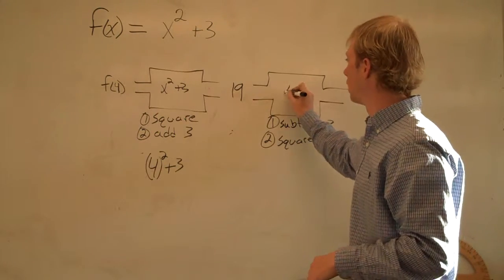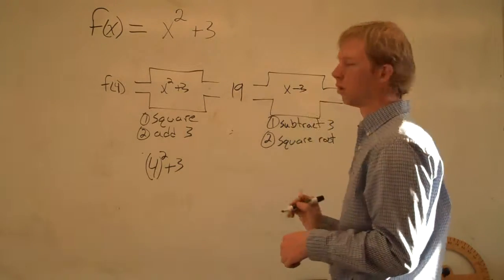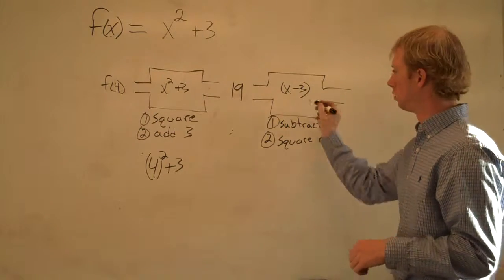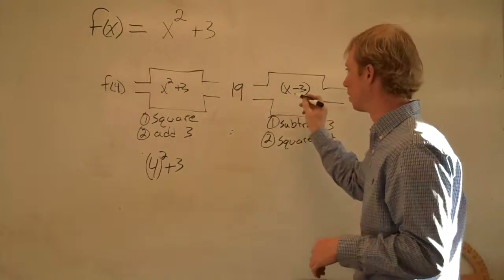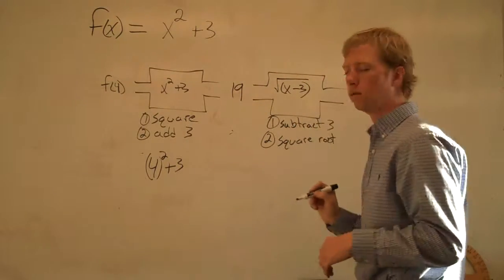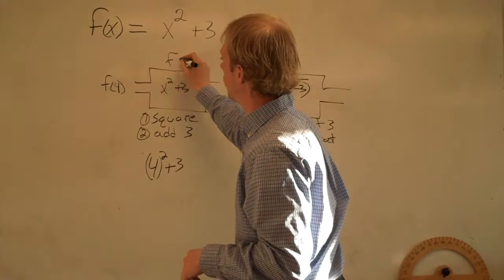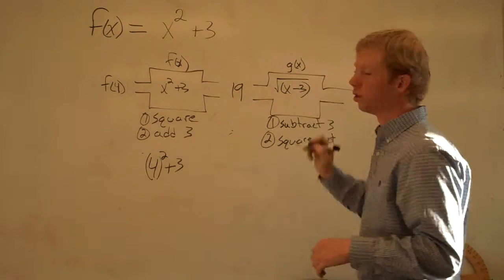Now all I have to concern myself with is, well, how do I write this? Well, first I'm going to put my x here. What am I going to do to x first? Subtract 3. Well, put that in parentheses then, because we know subtract is typically the last thing you'll do in order of operations. The second thing I'm going to do is square root. Now I've got f of x here and g of x there.